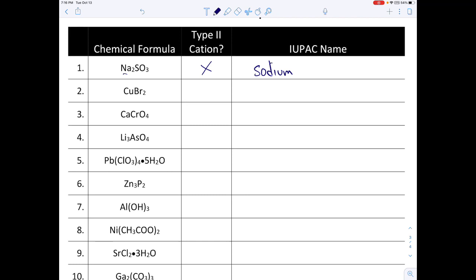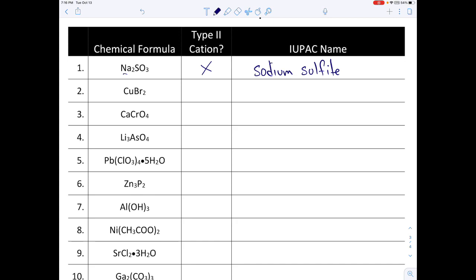and then I'm going to name the anion. The anion here is SO3. I can look that up in my data booklet. Its charge must be 2 negative because it has 2 sodiums attached. But I look it up, SO3 2 negative is sulfite. So sodium sulfite is the name.